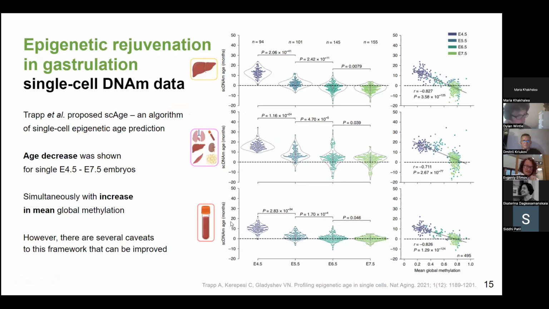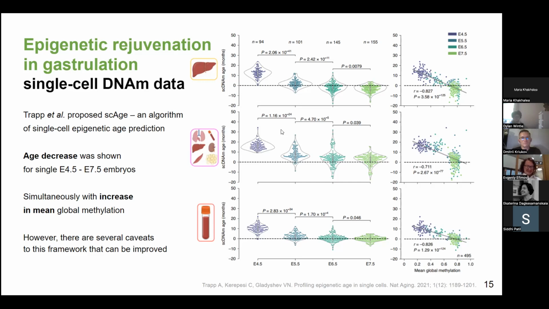With all that in mind, an algorithm has recently been proposed, again by the Gladyshev team, to tackle this obstacle. And they have shown that, again, epigenetic age does decrease during the gastrulation phase of embryogenesis. In this case, they only took the single cells from the gastrulation phase. Unfortunately, we don't have other data sets after gastrulation, so we can see the decrease, but we don't see the increase after that. But still, the amount of cells is huge, and the significances are quite nice.